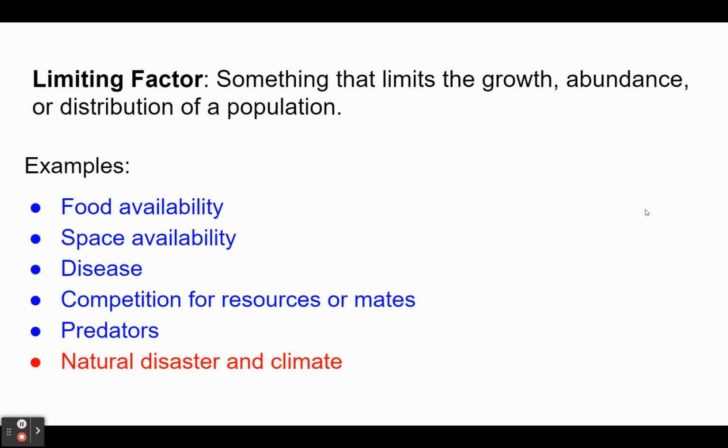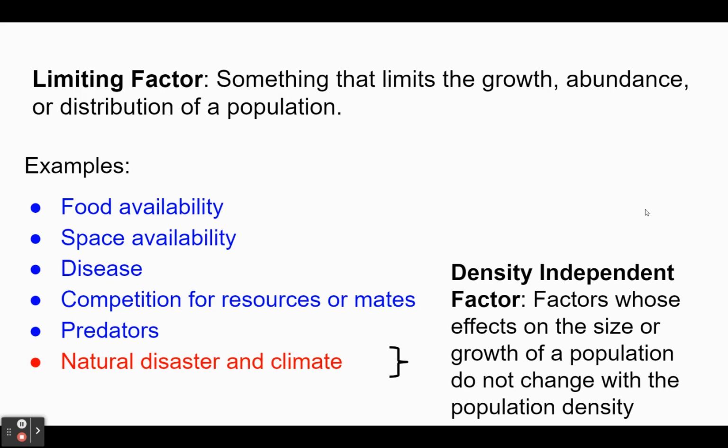Okay, and what about our last one? Natural disasters and climate. These are in their own group called density independent factors, a factor whose effect on the size or growth of a population does not change with the population density. For example, if a certain area becomes too salty for freshwater fish to survive in, all of the freshwater fish will have to move out of the area or they're going to die. And it doesn't matter how many freshwater fish there are. It doesn't matter if the population size is large or small. They're all going to be impacted by the extra salt equally. So this describes a density independent limiting factor.